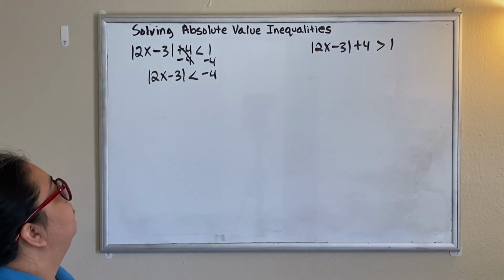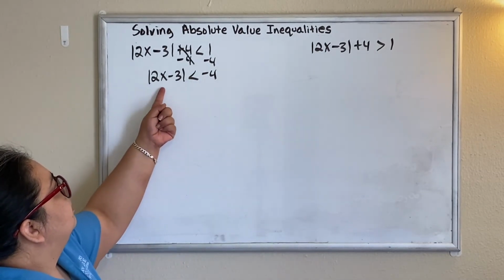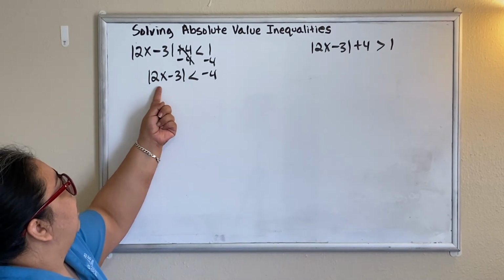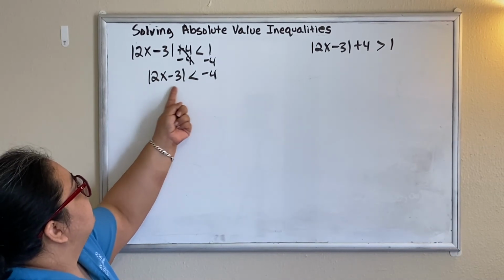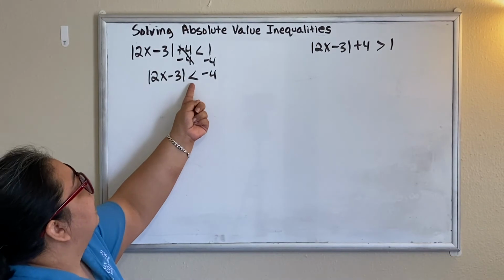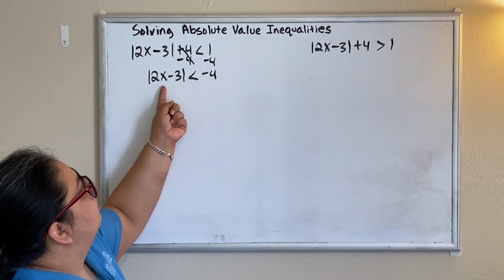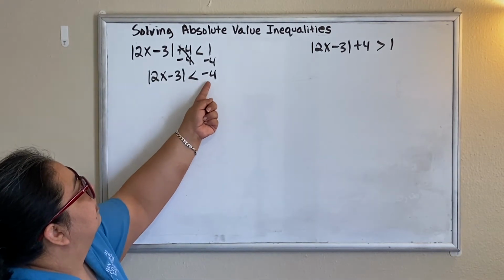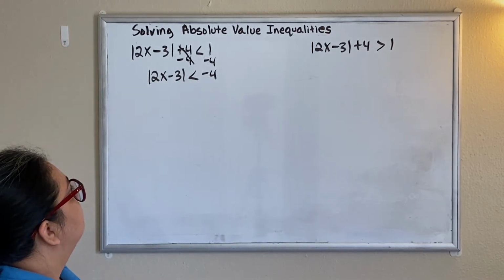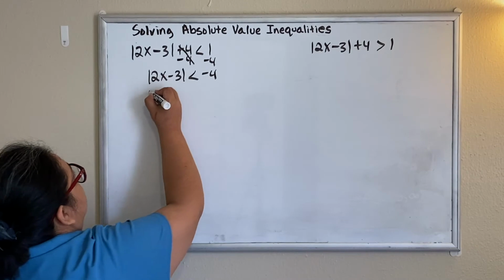I have a problem here. Absolute value represents a positive number. And this is saying a positive number is less than negative 4. Well, a positive number can't be less than a negative number. So this is a false statement.